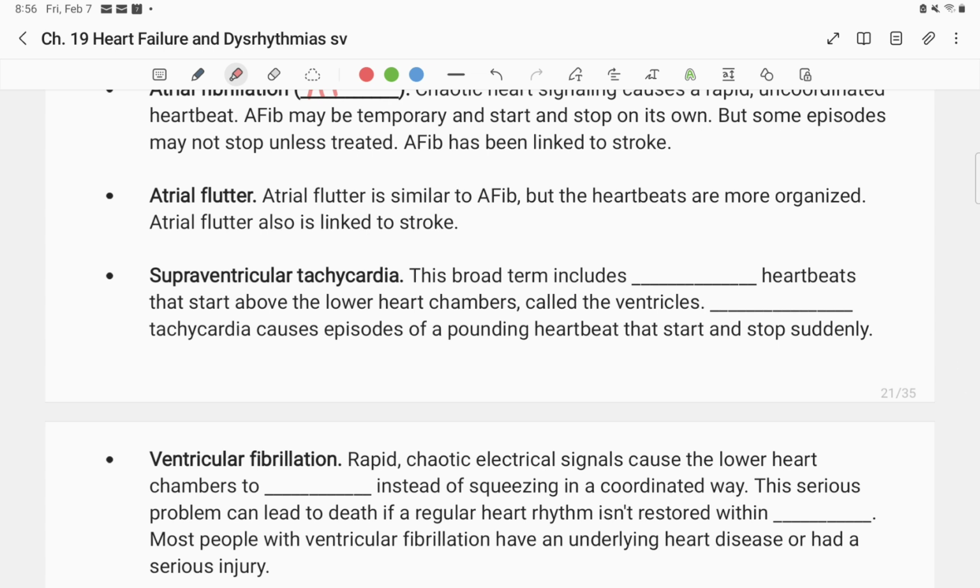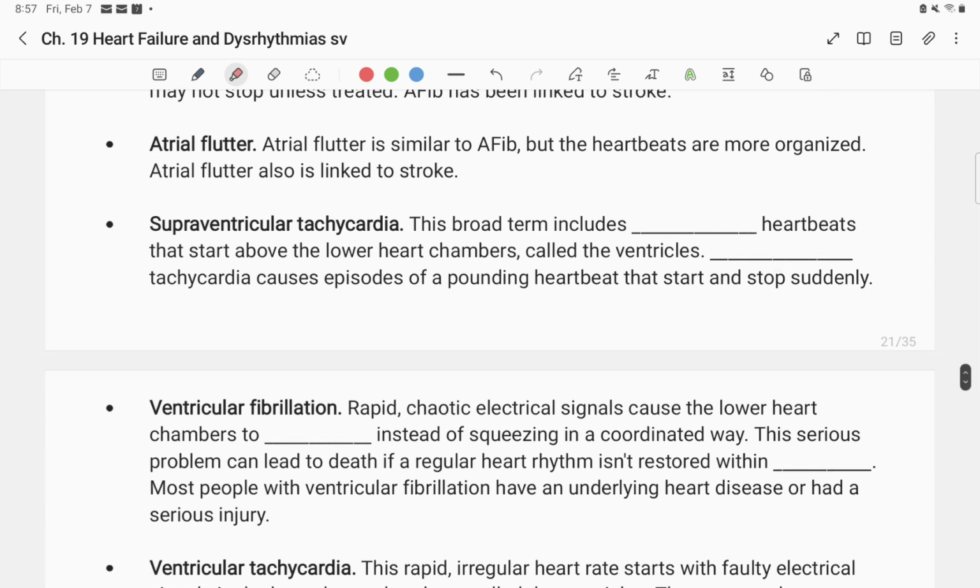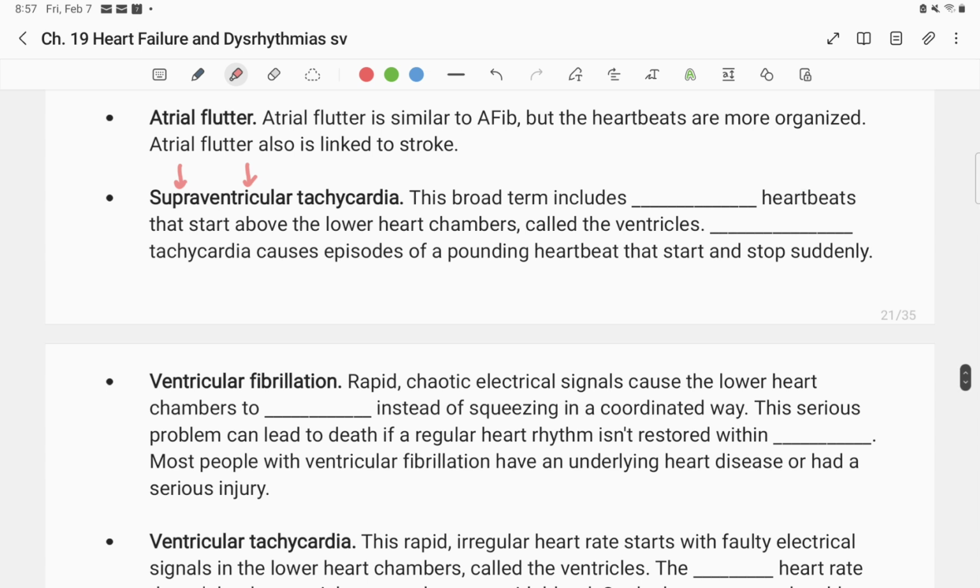An atrial flutter. So atrial flutter is similar to AFib, but the heartbeats are more organized. And supraventricular tachycardia. So this is on top of the ventricles, supraventricular tachycardia. This includes irregular heartbeats that start above, so there's your supra, above the lower heart chambers, which are the ventricles.